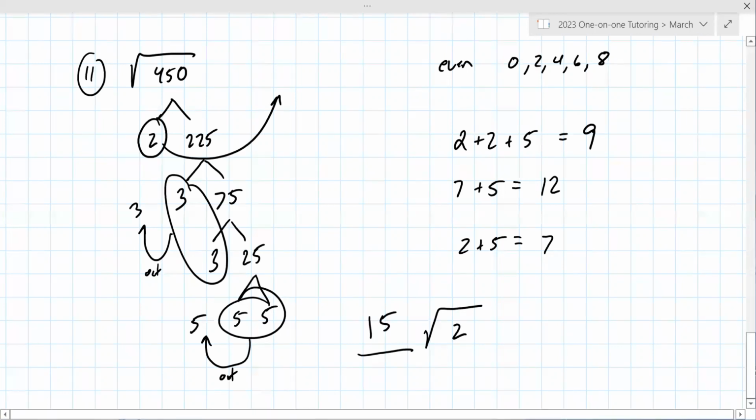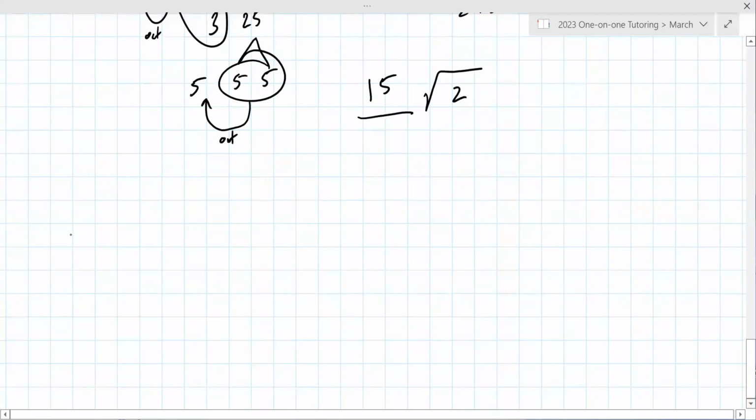All right. I'm going to have you try 14 on your own here. Square root of 80. Just give me the final answer whenever you're ready.